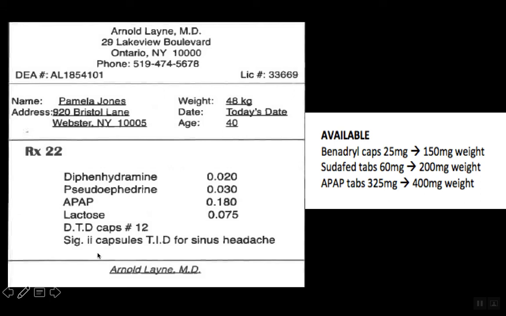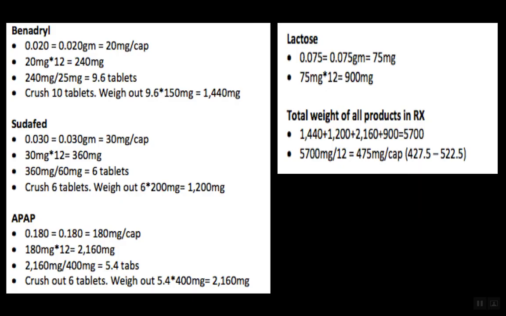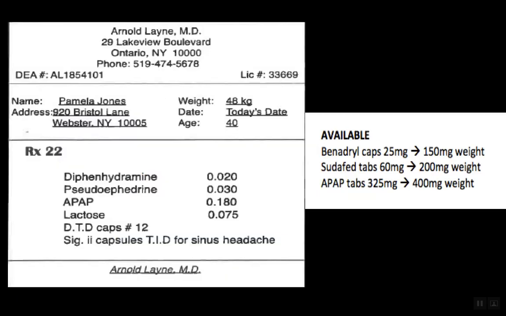In this case, it's 2 capsules, TID for sinus headache. You want to make 12 total. This is what is available to you. You have the active ingredients and you have the weight of each one. So I worked this out really nice for you guys.